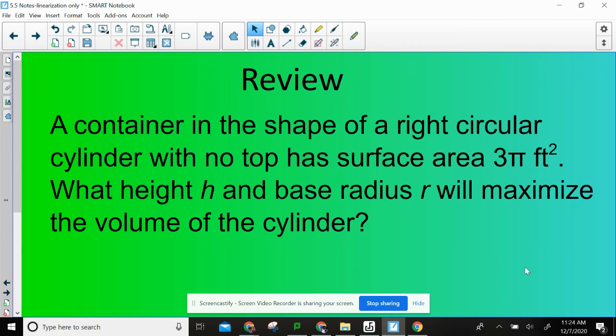Last thing is just a review problem. I just want to see if you can do this. A container in the shape of a right circular cylinder with no top has a surface area of 3 pi feet squared. What height and base will maximize the volume? So think about that. Come to class, give me an answer. Thanks.